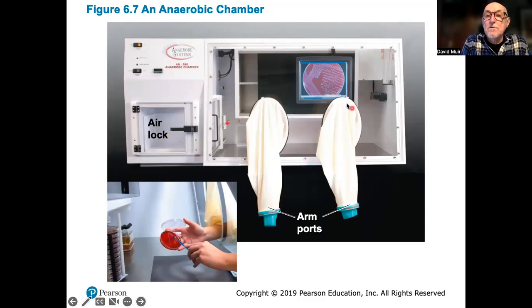You use gloves and sleeves so that the interior here is never open to the outside at all. And there is an airlock here. So if I want to introduce anything into the interior, I have to store it in this airlock, which is evacuated and replaced with nitrogen. That is repeated several times so that we wash out any oxygen that is present in the airlock and in the medium and everything that we've introduced before we move it into the interior of the chamber.